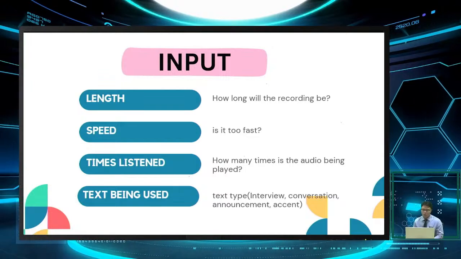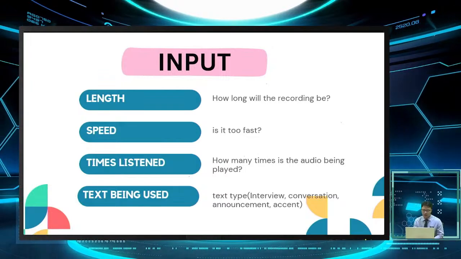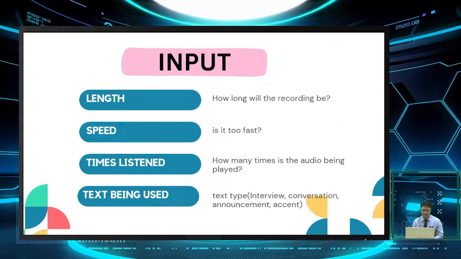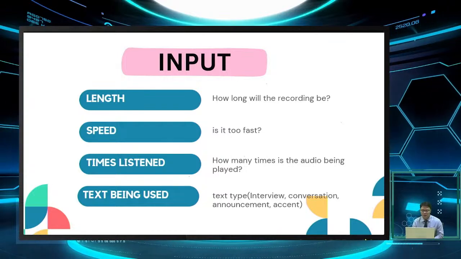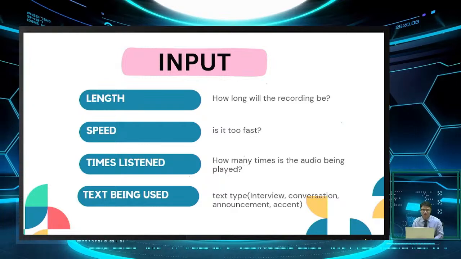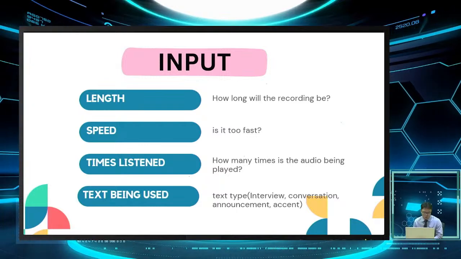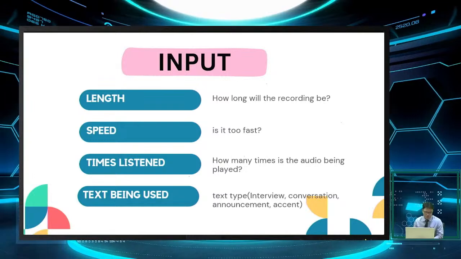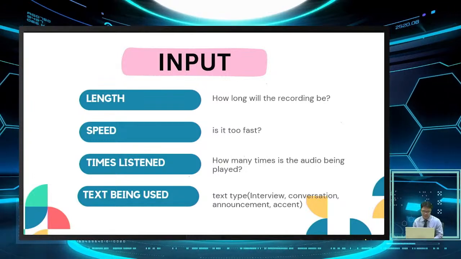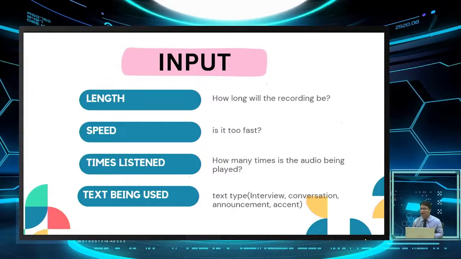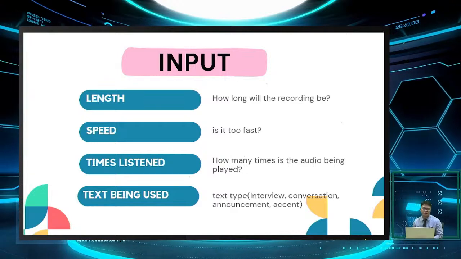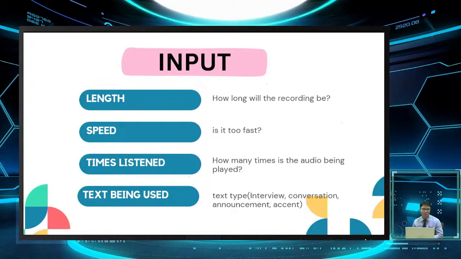Now, when we look into listening skill, we are also looking at the type of input. First of all, you are going to learn that there are 4 types of input for listening skills. The first one is length. For each section of the test, the duration or length will be different. For example, you have part 1, which is shorter than part 2, part 3, and part 4.